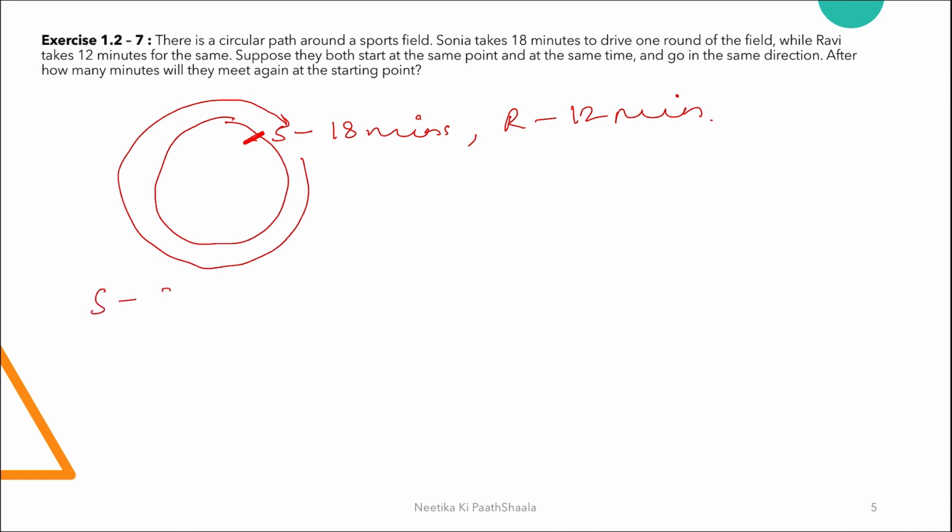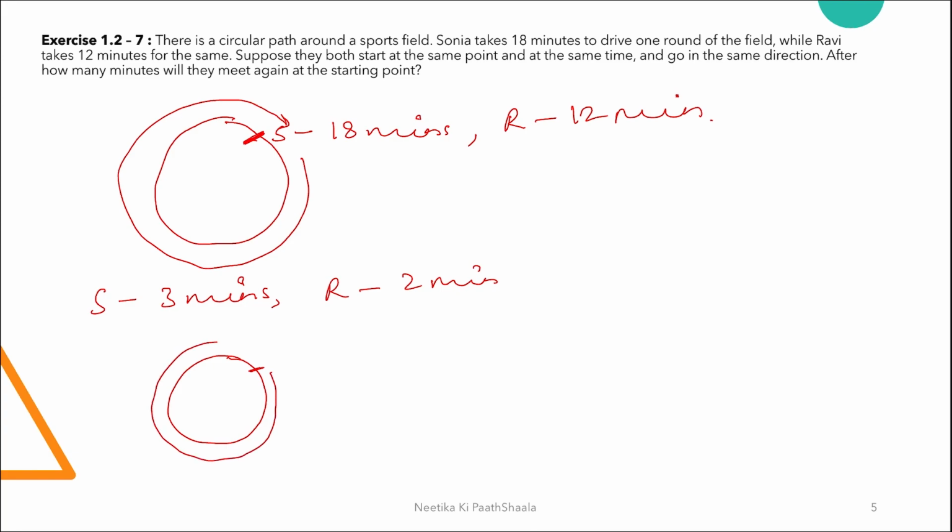so let's say that Sonia takes 3 minutes while Ravi takes 2 minutes. Okay, now this is the circle. Now this is the circular path. Sonia, if starts from here, 3 minutes के बाद वो यहाँ पहुंचेगी, correct? And then second round वो start करेगी. After 3 minutes वो पहुंचेगी, correct? That means total 6 minutes के बाद वो starting point पे पहुंची है.